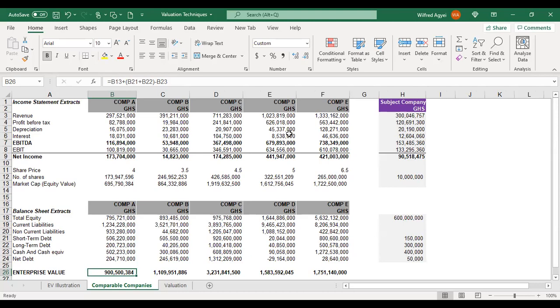So if, for instance, you are asked to value a company as at 31st December 2021, and you have financial statements for all these companies ending 2021, you can actually use them to determine the value of the company based on the relative valuation methodology.